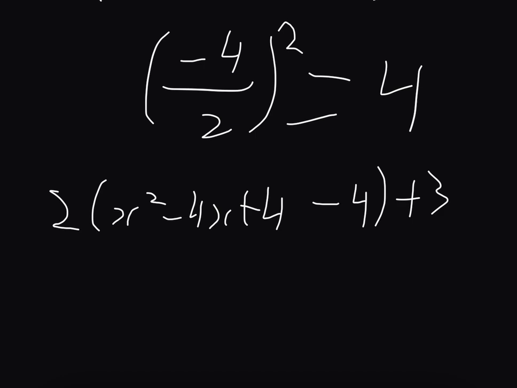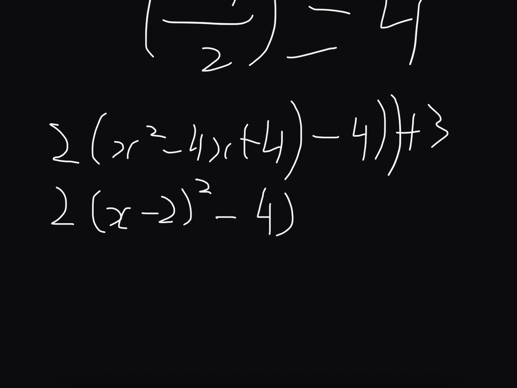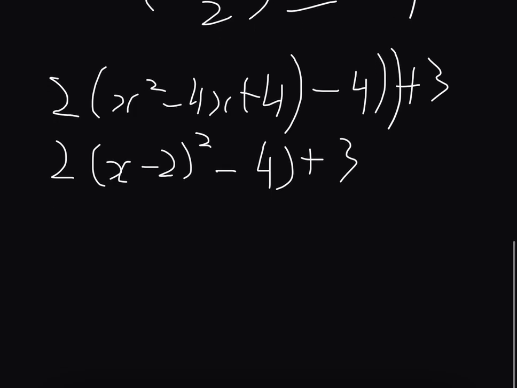Now, to make this into a completed square, we take the x² − 4x + 4, this part, and we square that. Well, we don't square it, we actually change it to 2(x − 2)² − 4 + 3. Now, (x − 2)² is just the simplified version of x² − 4x + 4.